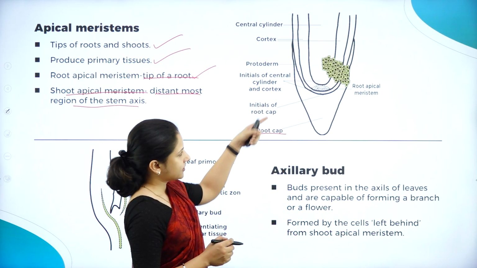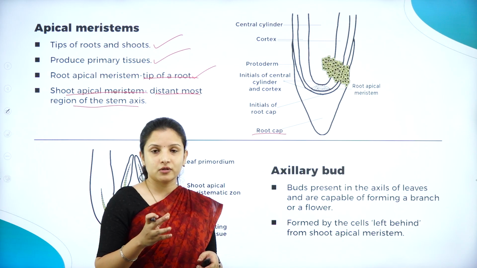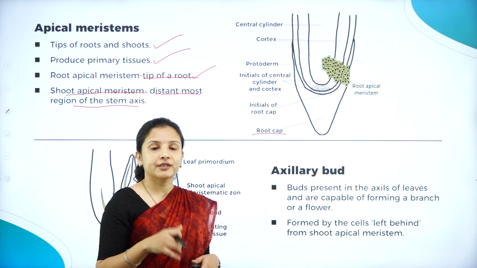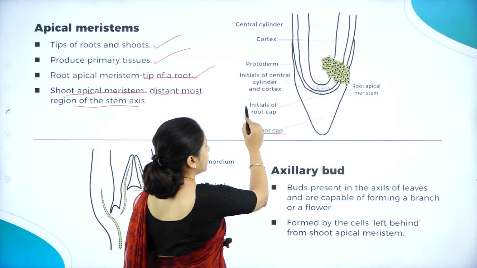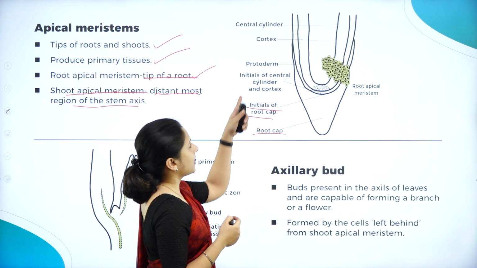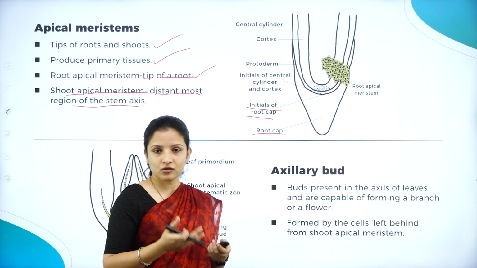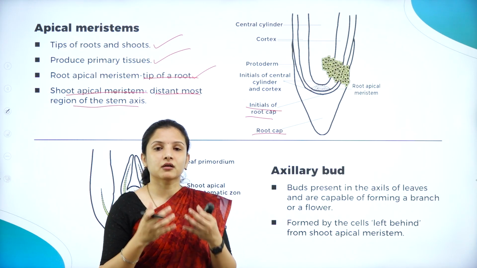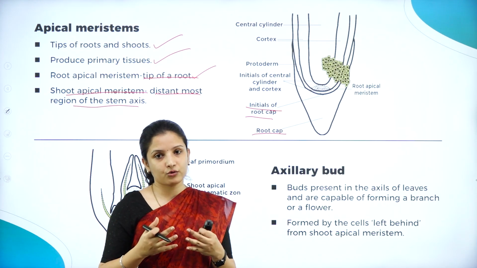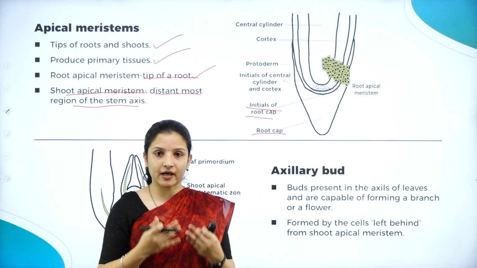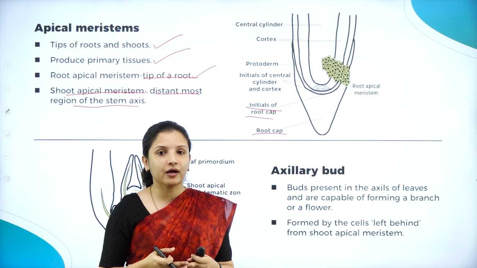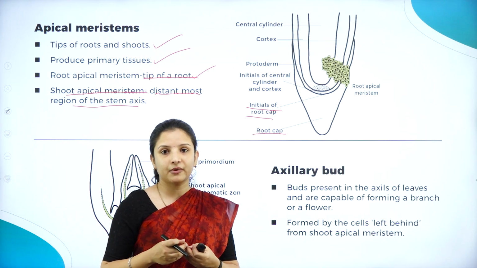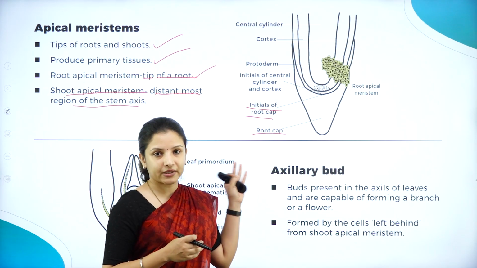Then next to the root cap, there are the initials of the root cap. Initials is nothing but something that is starting. So it is the starting point of the root cap. So initials of the root cap will be present, and then the initials of the central cylinder and the cortex will be present. The central cylinder is the formation of the pith, and the cortex. The cortex has numerous different types of cells such as parenchyma, sclerenchyma, collenchyma, chlorenchyma, all that will be present. But since it is a root, there is no chlorenchyma, but the rest of the cells will usually be present in the cortex.